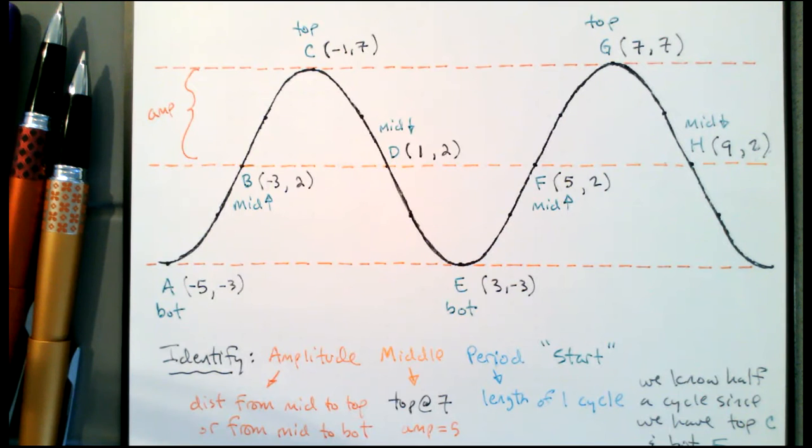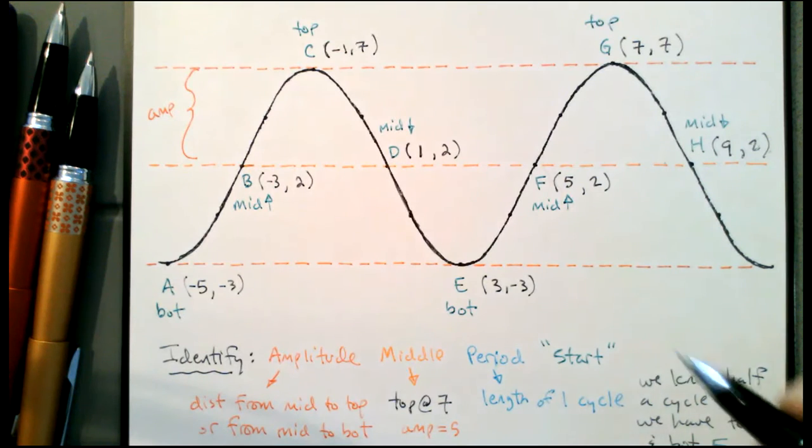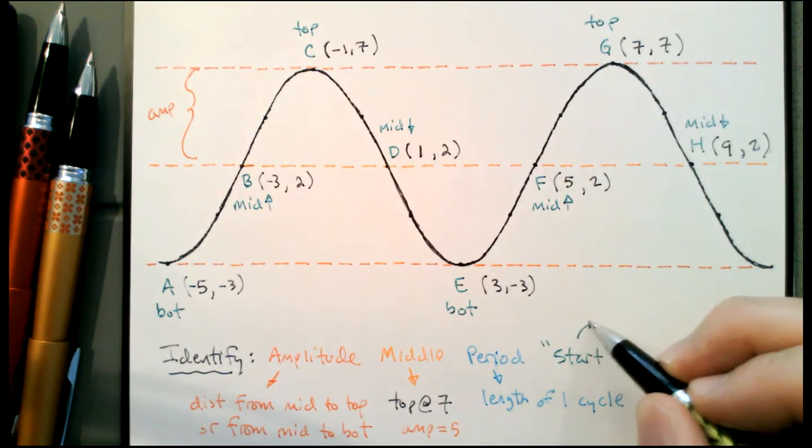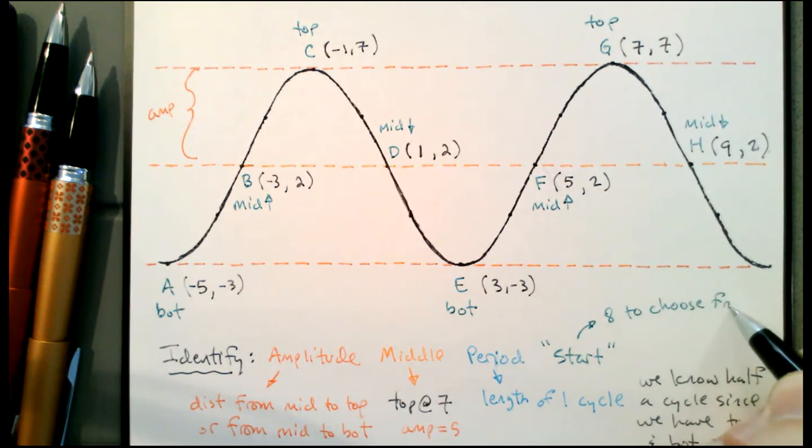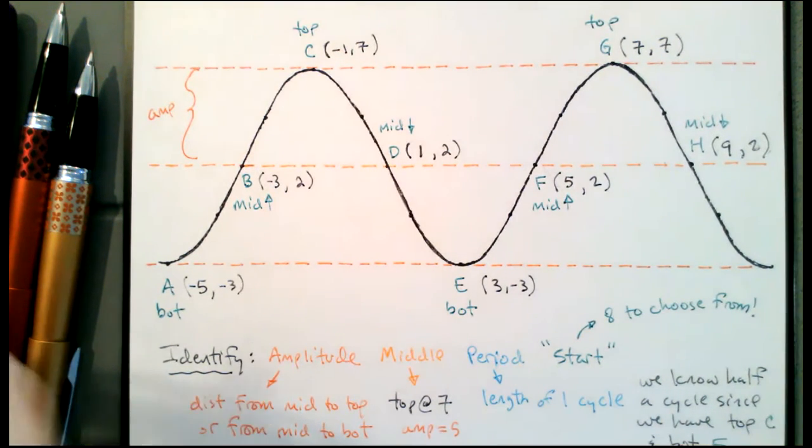All right. Next thing we want to do is take this information and write an equation. So once again, let's remind ourselves that there are many to choose from. So we've got 8 to choose from. All right. Now let's use this information to write an equation.